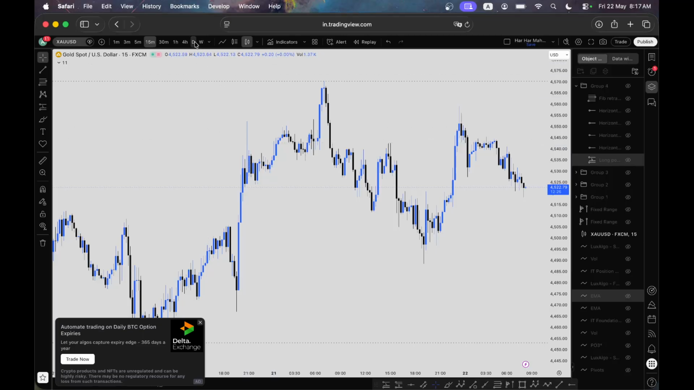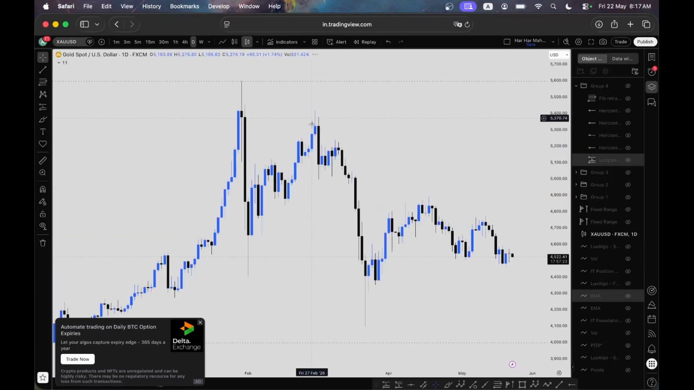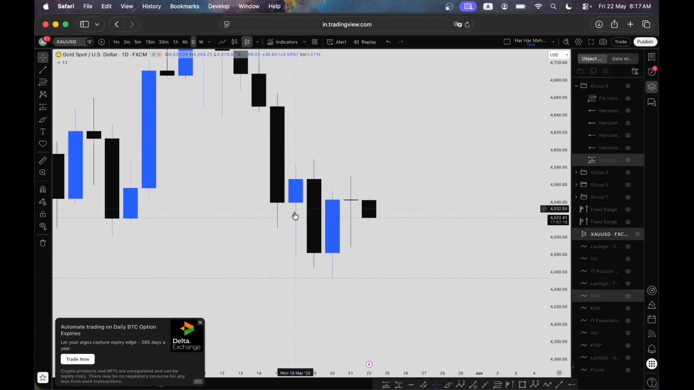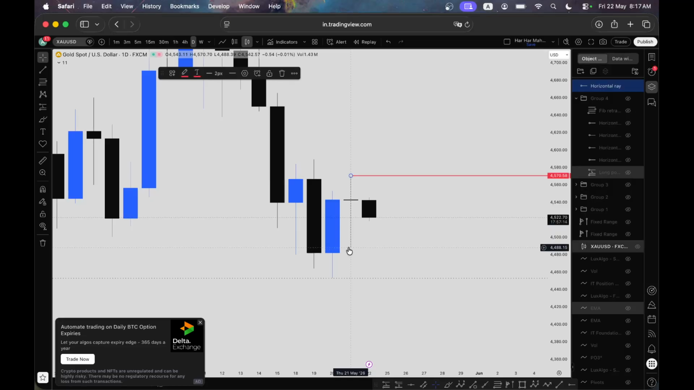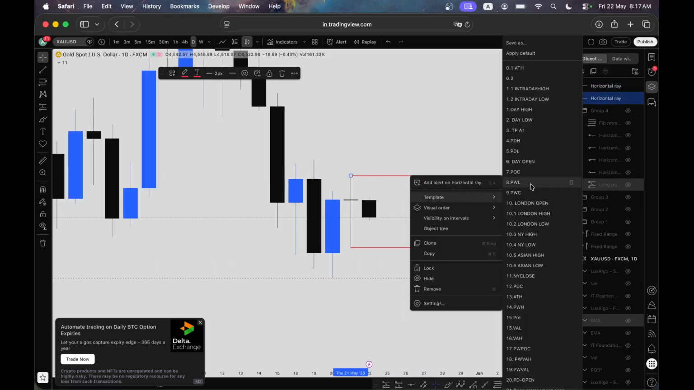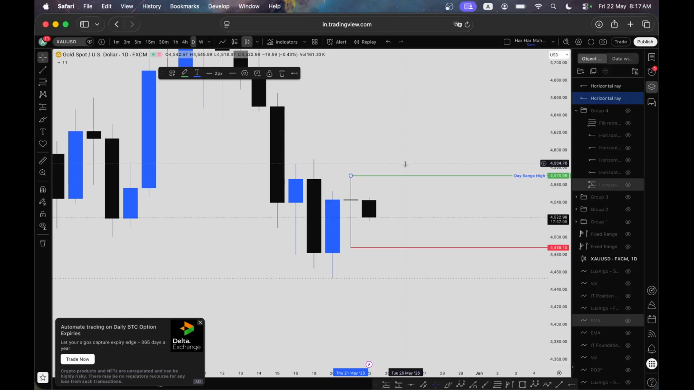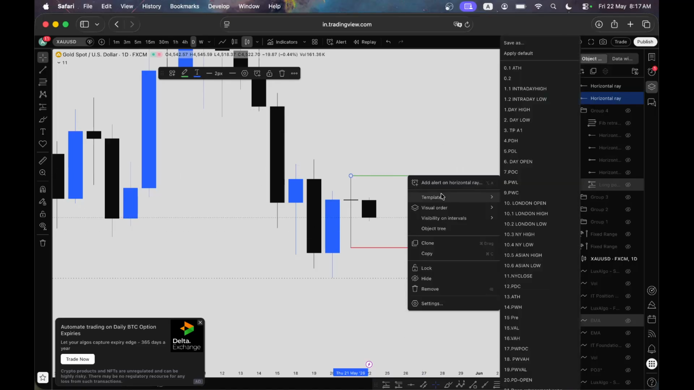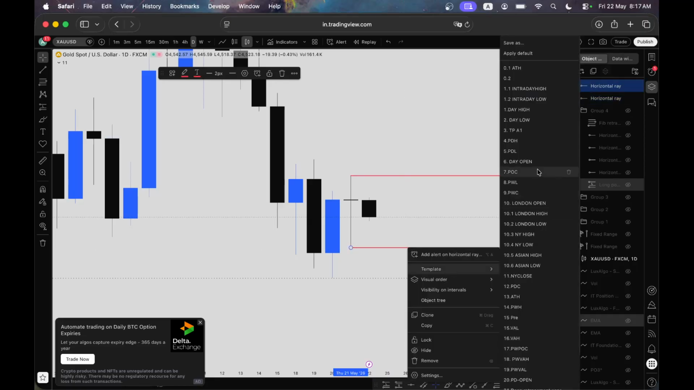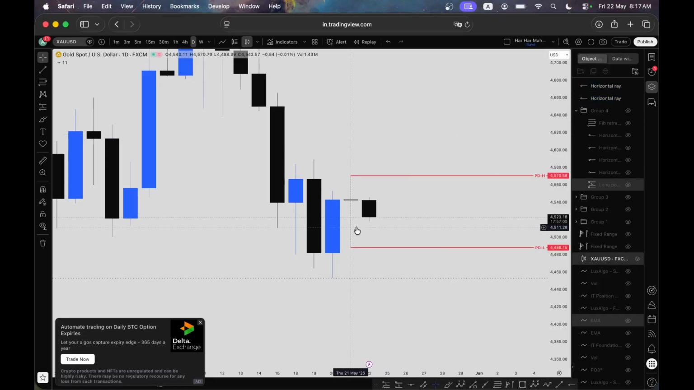Then I go to daily buyers. I mark previous day high and previous day low. So that's previous day high, that's previous day low. Okay, now I will mark the opening price, today's opening price.